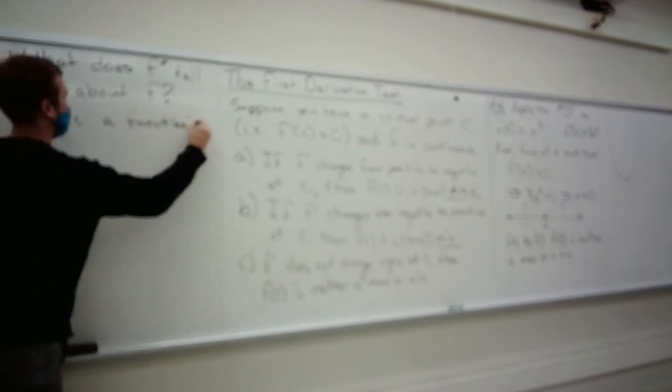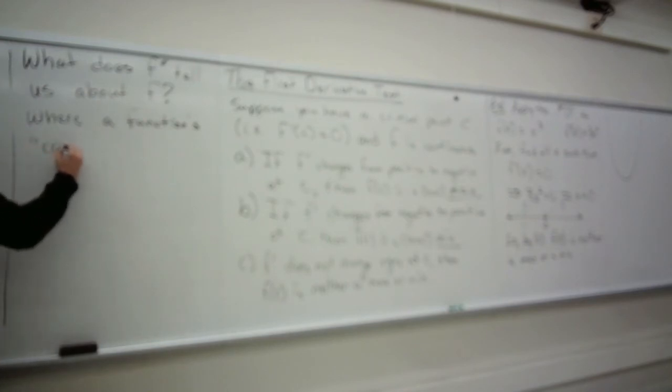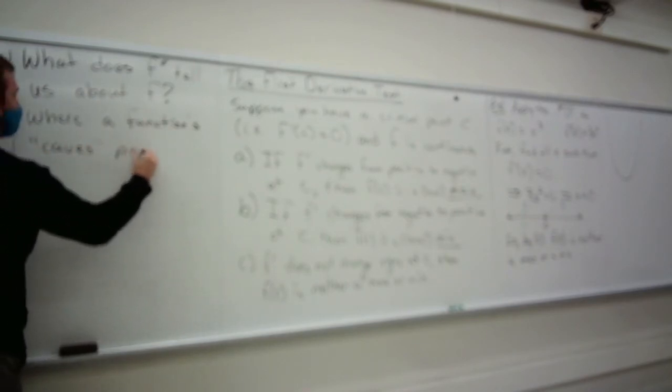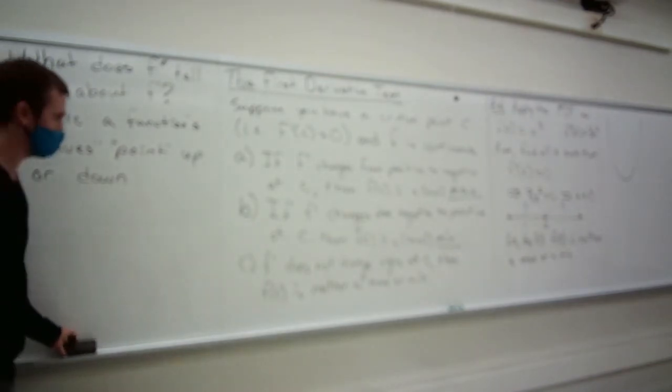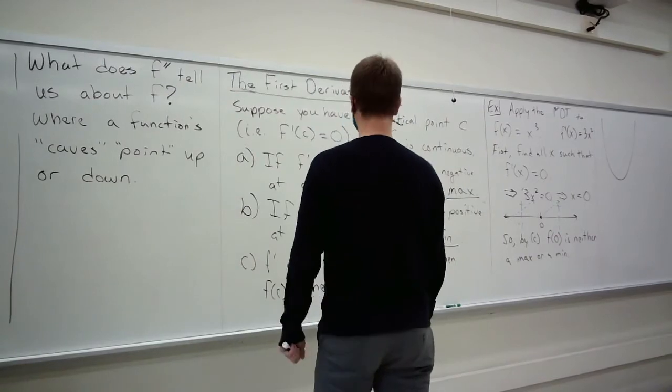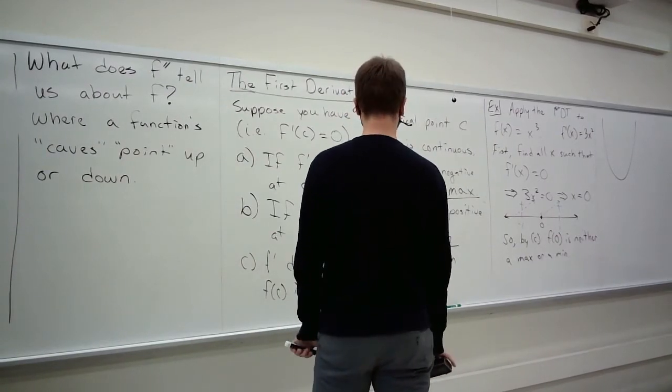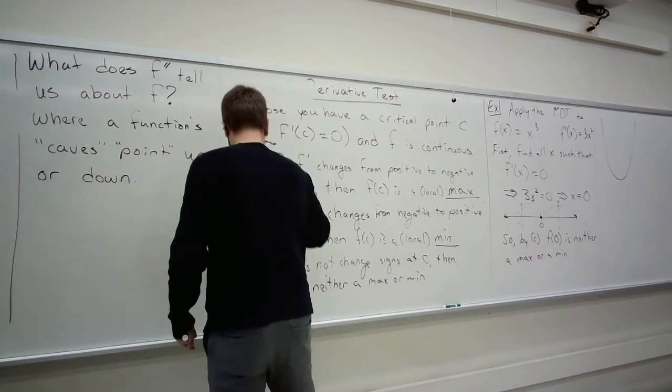What does f prime prime tell us? It tells us where a function's "caves" point, lots of quotes here, up or down. As I've drawn, I almost don't even want to erase this because we have to reuse most of this, but alas.